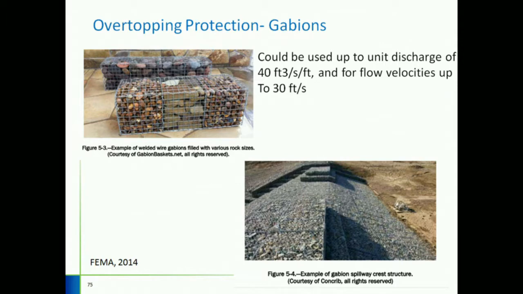Gabions. I'm sure you've seen these around the highways and mostly used in construction projects, but you can use it here as well. And you can provide protection up to discharge capacity of 40 feet cubed per second per feet under velocities of up to 30 feet per second.